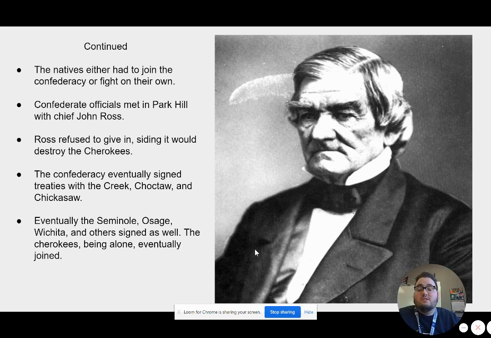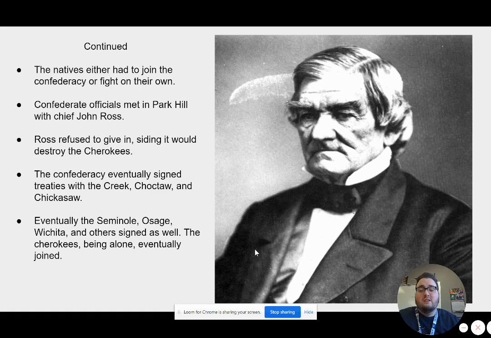Okay, Confederate officials actually met John Ross. You can actually go and see Park Hill, which is a suburb of Tahlequah towards the southeast part of town towards Keys. You can actually go see the Ross Mansion, where the Confederate officials did meet John Ross and tried to coerce the Cherokee Nation into joining the Confederacy. The Confederacy first off signed agreements with the Creek, Choctaw, and Chickasaw. So there's three of the major tribes.